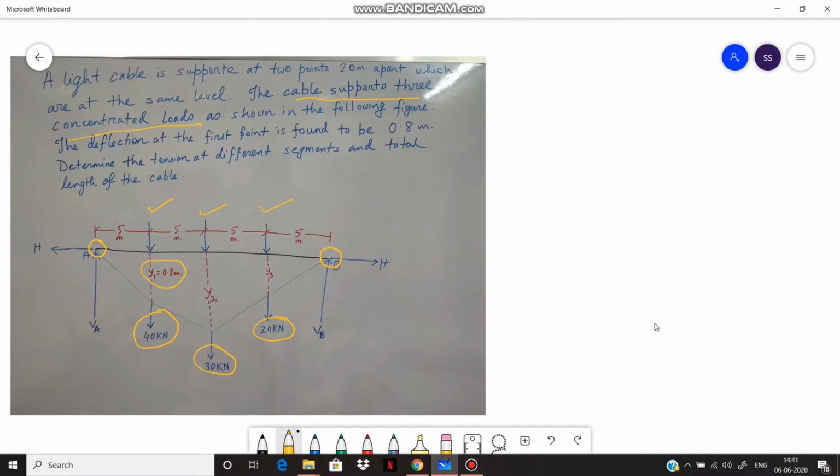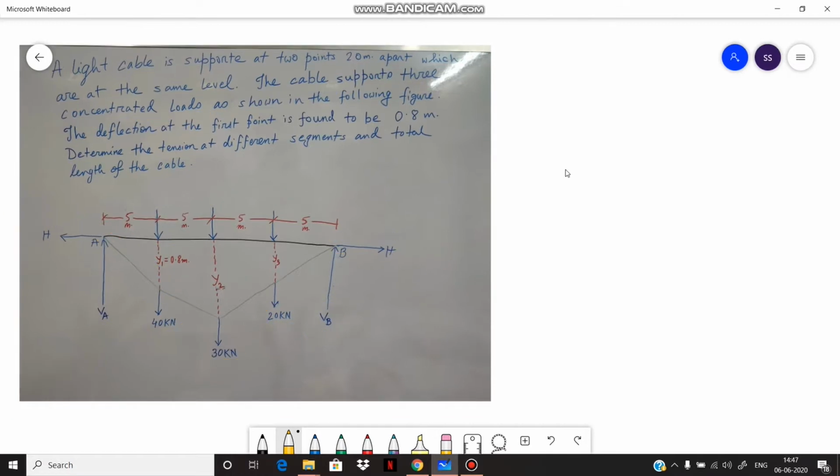So as you can see, the following vertical reactions at support A and B are VA and VB, and the horizontal thrust at A and B are H. So now we have to calculate the tension at different segments and the total length of the cable. To solve this problem, first we need to calculate the reactions at point A and B, that is VB and VA.